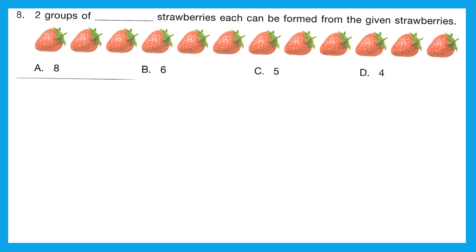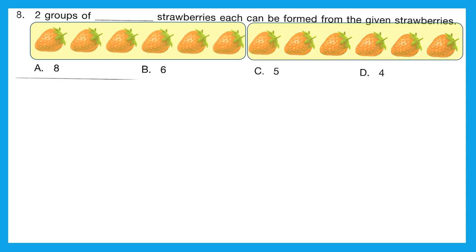Question 8. Two groups of dash strawberries each can be formed from the given strawberries. So we have a total number of strawberries and we have to make only 2 groups and find out how many strawberries go in each group. That means we have to do the half of whatever total number of strawberries comes, right? So let's count the strawberries. 1, 2, 3, 4, 5, 6, 7, 8, 9, 10, 11 and 12. What is half of 12? It is 6. So we'll have 6 strawberries in each group, 1 group and 2 group. The correct answer is option B.